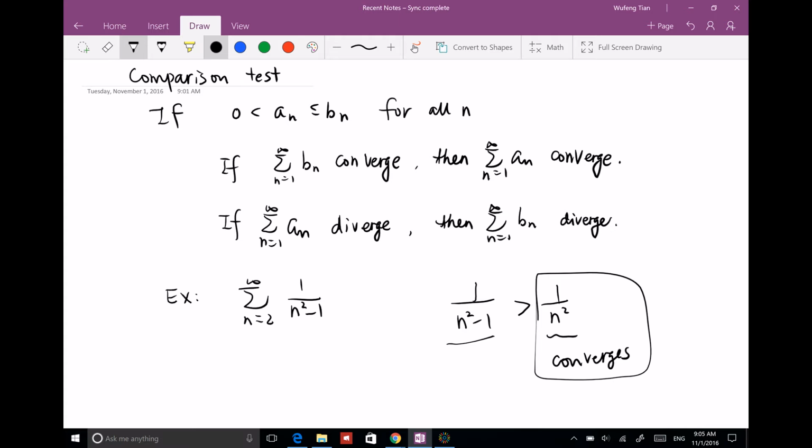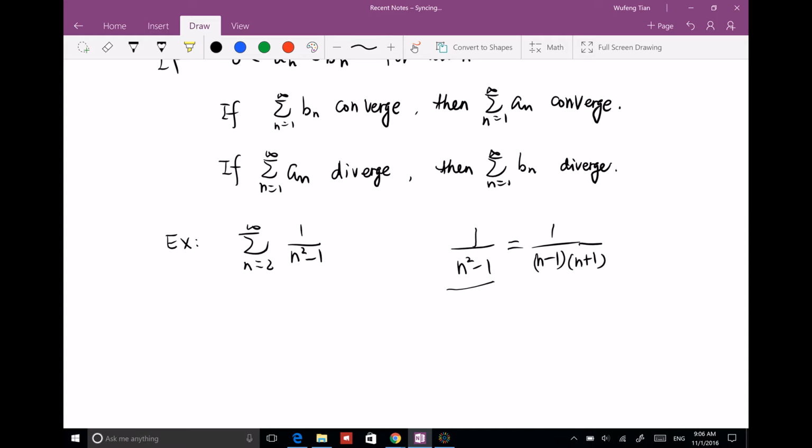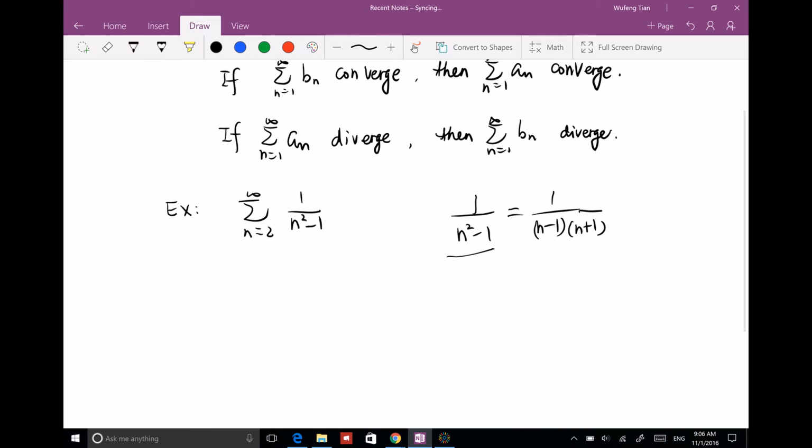So eventually, what we did, we have two methods. We compare it with 1 over n to the 3/2 power, or we factor it and change that into n minus 1 times n plus 1. We did two methods, okay? So we did two to prove that it converges. Today, we're going to look at another theorem to make it easier.